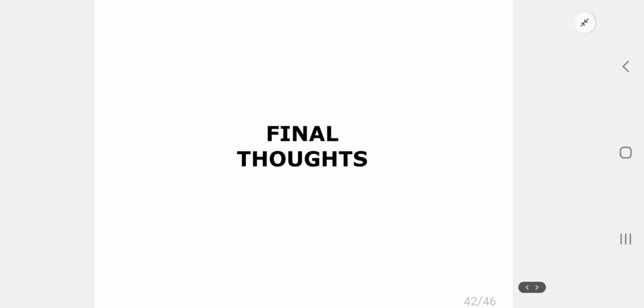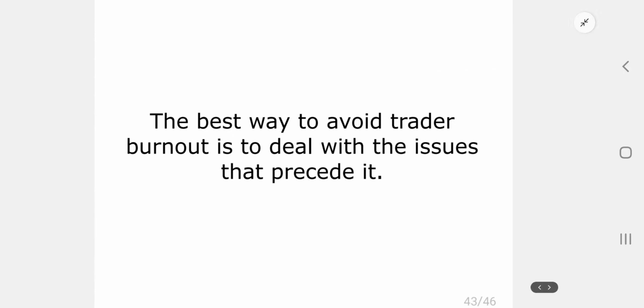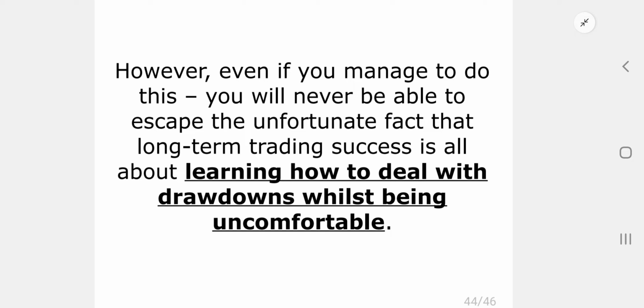Final thoughts. The best way to avoid trader burnout is to deal with issues that precede it. However, even if you manage to do this, you will never be able to escape the unfortunate fact that long-term trading success is all about learning how to deal with drawdowns whilst being uncomfortable.